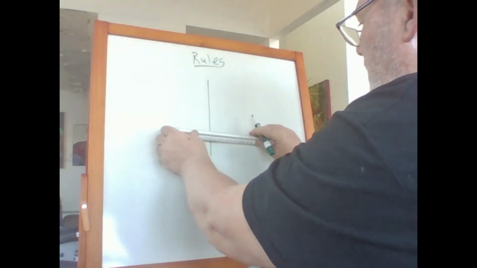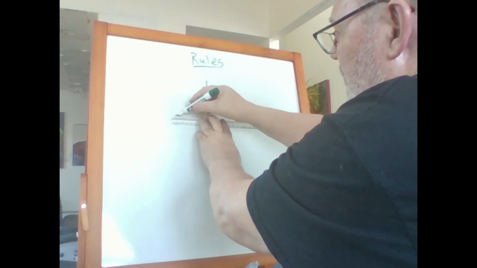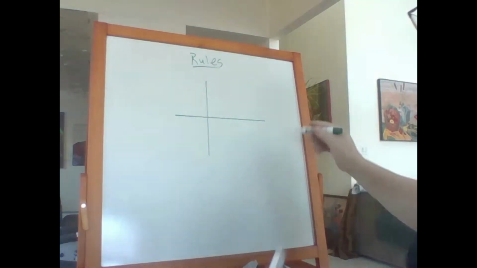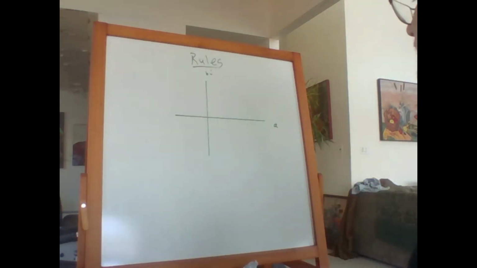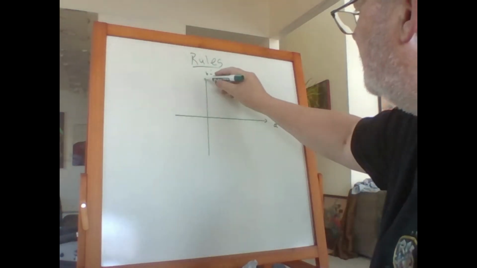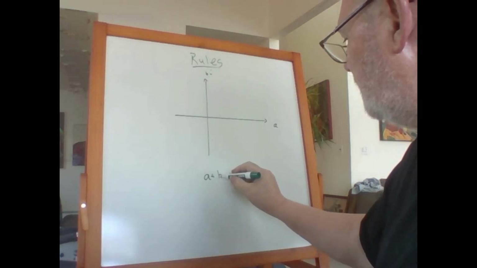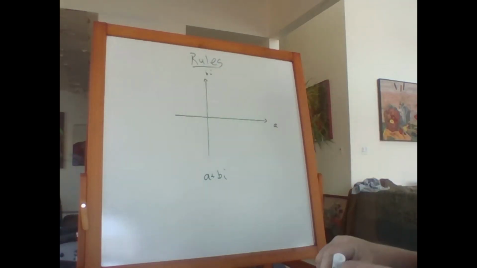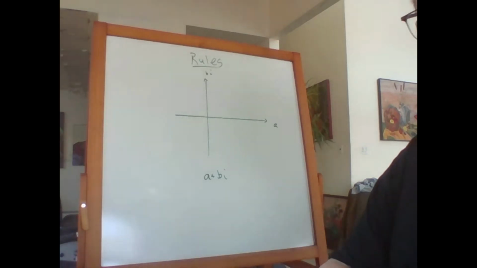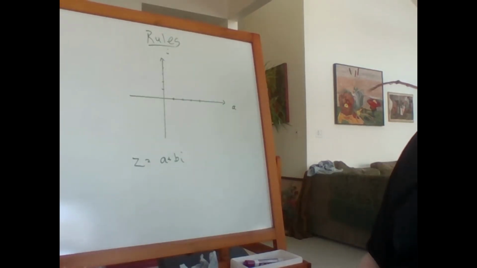So let's call this the real axis. We'll call that A, and we'll call this B I. And so if we had a number, A plus BI, we can plot the real part and the imaginary part on this axis system, just like a Cartesian coordinate system. Okay, I made a minor modification. I just called this I.